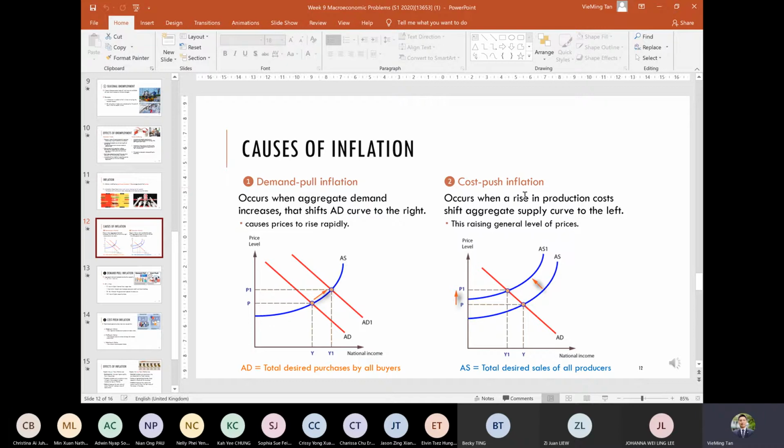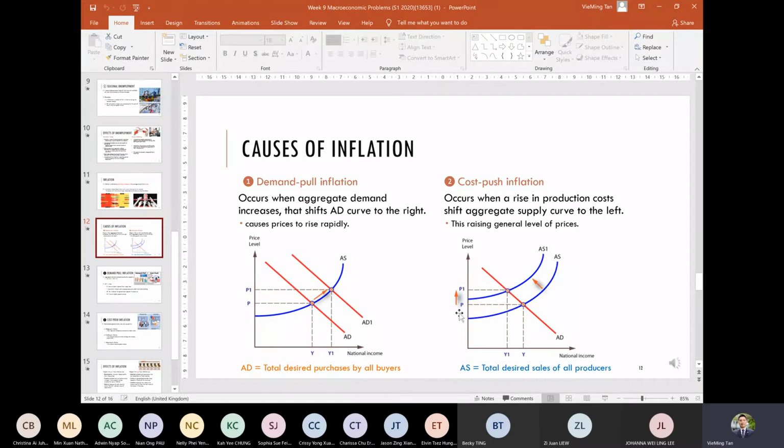On the other hand, how about cost-push inflation? How does this happen? This happens when the cost of production increases. When production cost increases, that means it's more expensive to produce the products now. As a result, this will reduce the aggregate supply in the economy. Once the aggregate supply reduces, the aggregate supply will shift to the left-hand side. If you refer to the diagram, when the aggregate supply shifts to the left, the economic equilibrium point is now at this point.